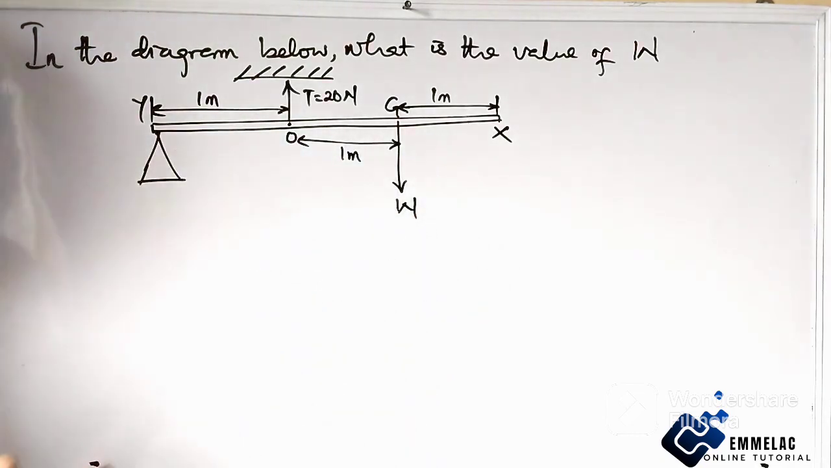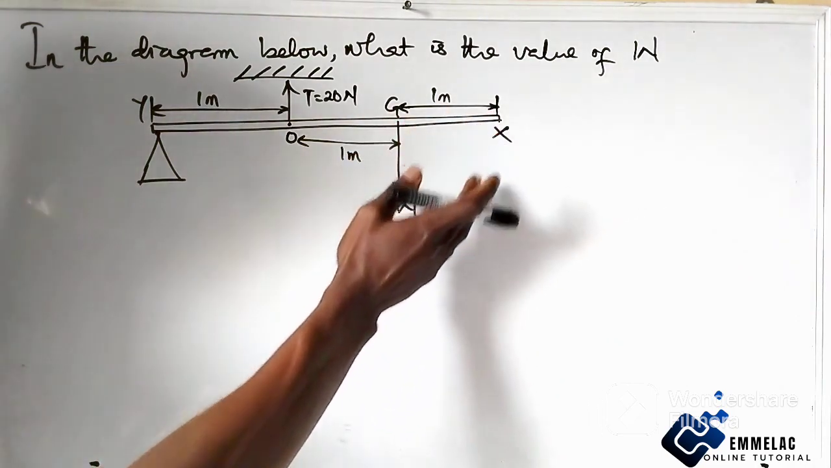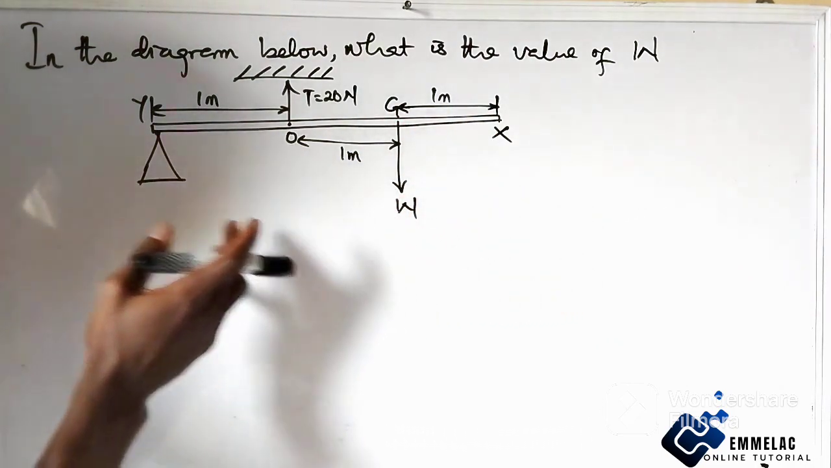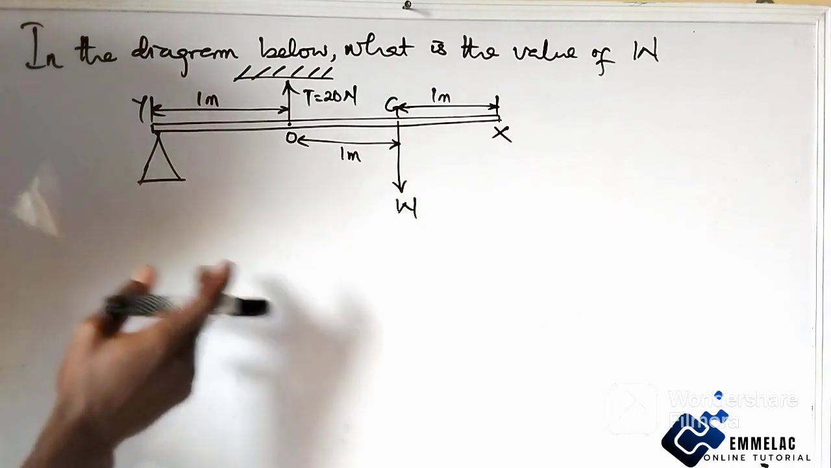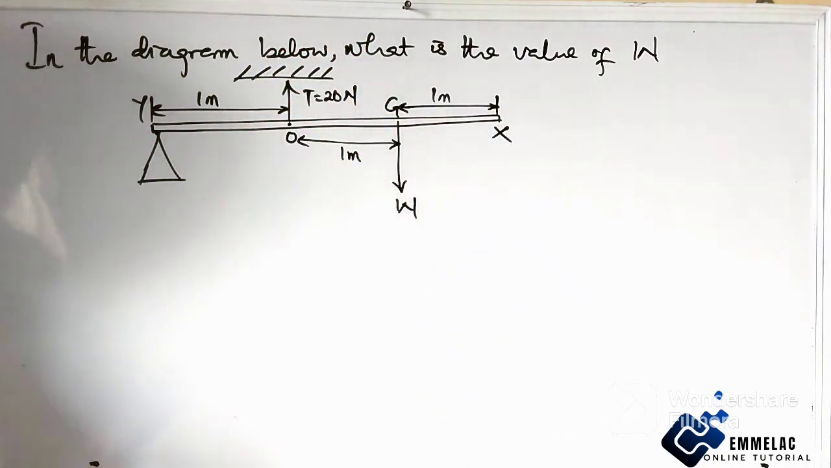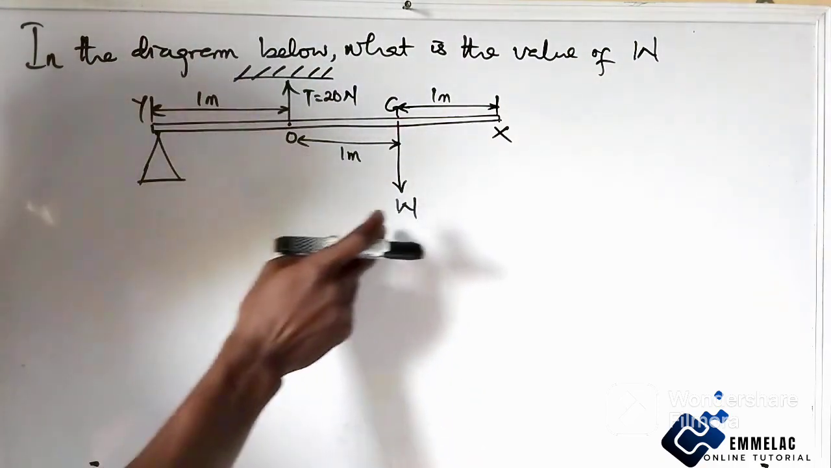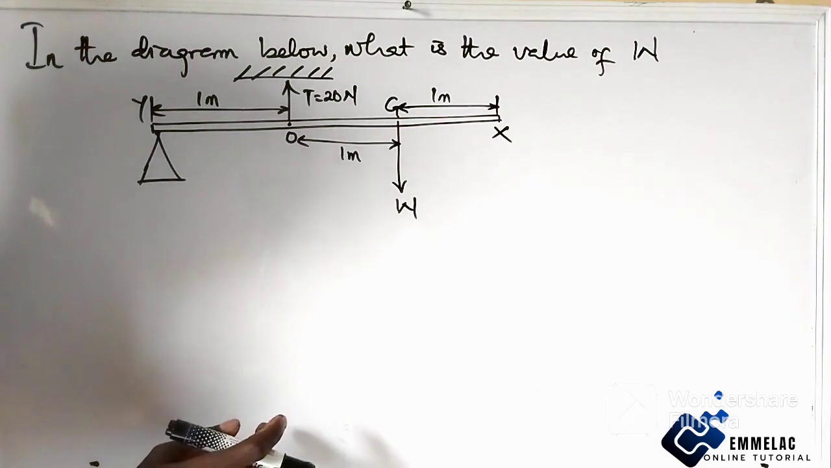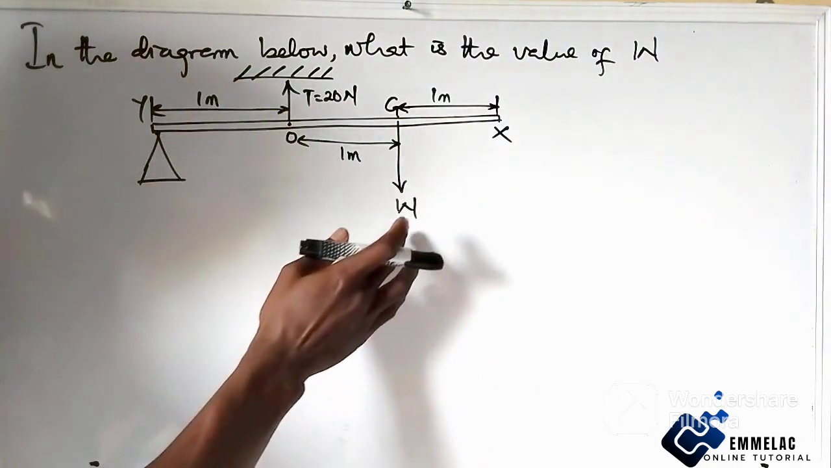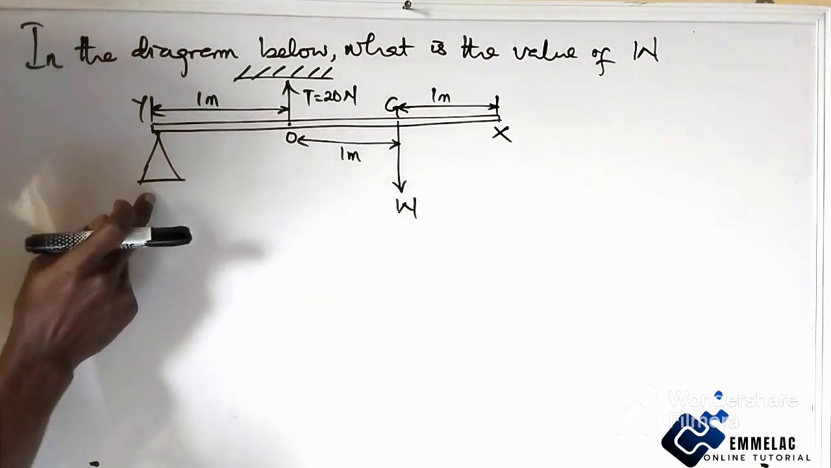Alright, ensure that when we're resolving a problem like this, the anti-clockwise moment must be equal to the clockwise moment, or either the upward force must be equal to the downward force. Looking at this, you can see that this guy is up, and this guy is down. So the upward force must be equal to the downward force. Now let us take moments towards this side.